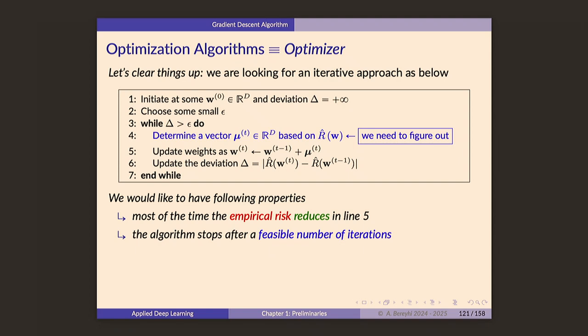And I want this to happen within a finite number of steps, like, I don't know, 100 iterations, and then it stops. It doesn't go on forever. So these are the two key properties that we are looking for.